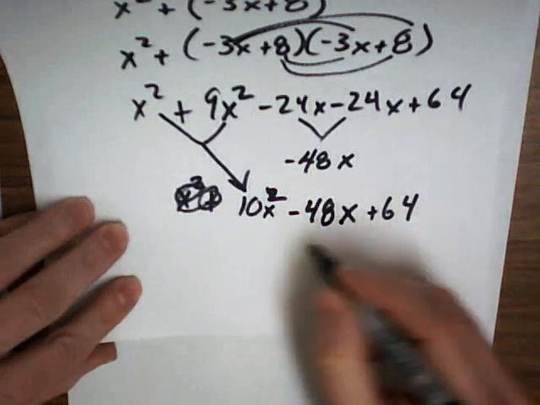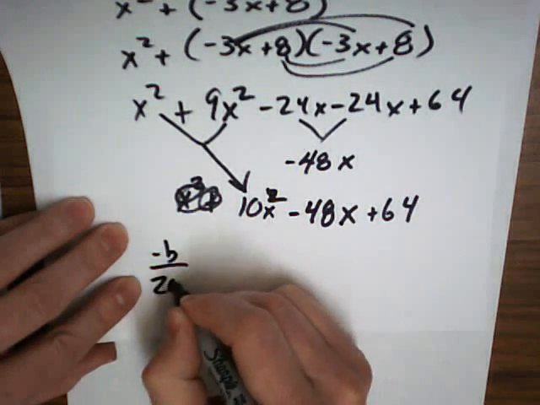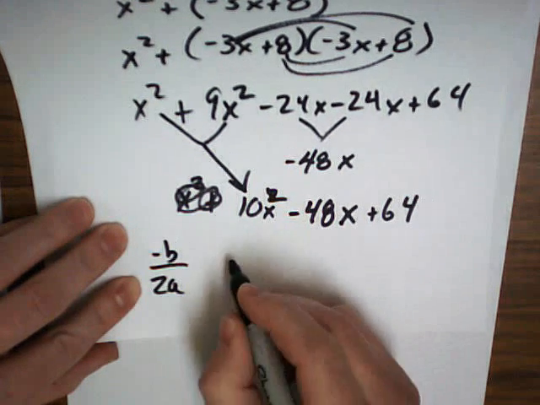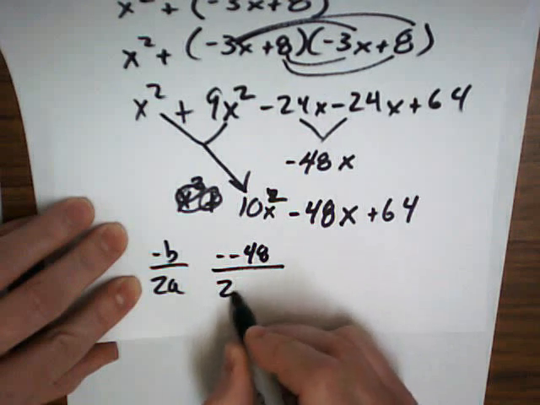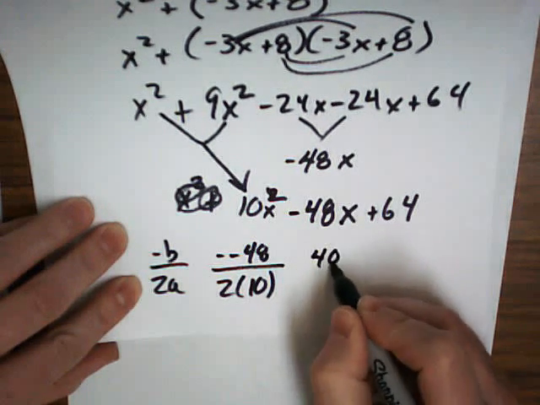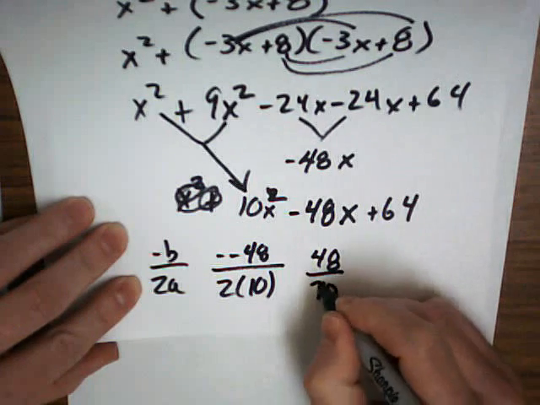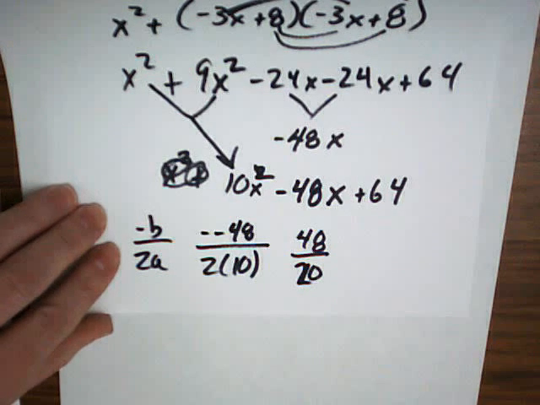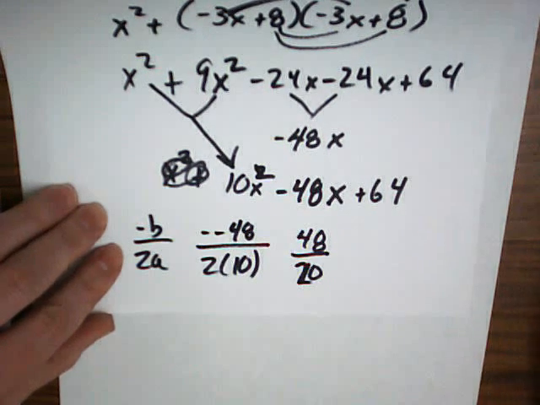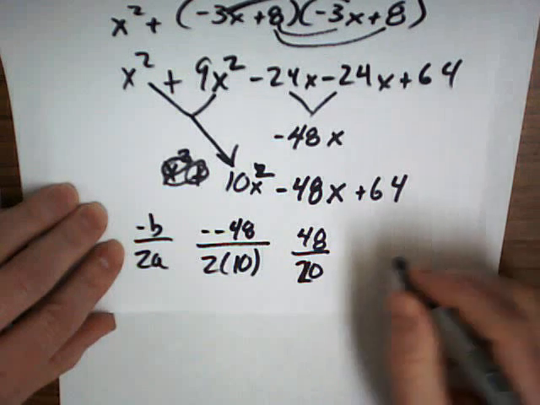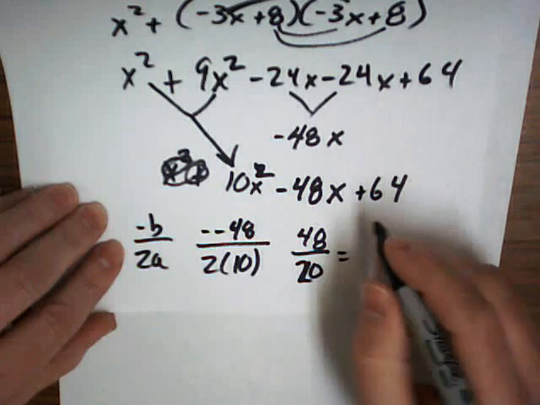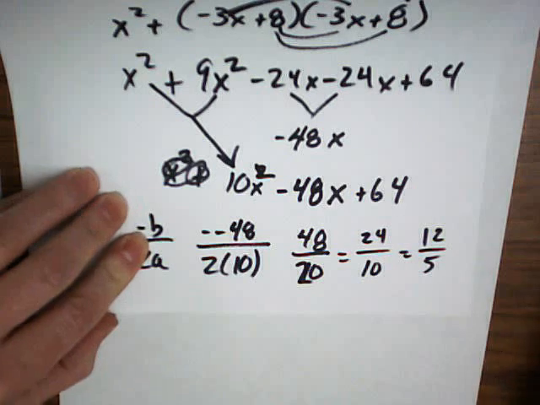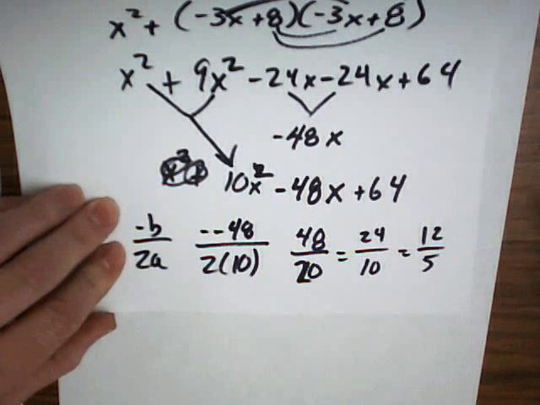That's right. So, negative b over 2a. So negative b, that's a negative 48, right? And then that would be 2 times 10. So 48 over 20. Is my math okay? I'll really rush through that. Does that seem okay? So 48 over 20 is 24 over 10, which is 12 over 5. That's how I reduce my fractions by 2s every time. It takes me a while, but it seems like it works.